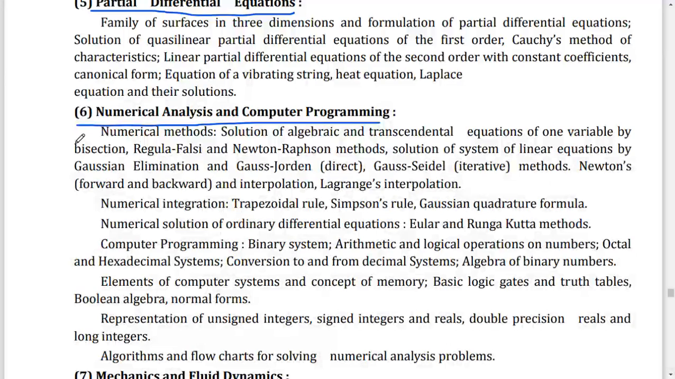Newton's forward and backward interpolations, Lagrange's interpolation. Numerical integration: trapezoidal rule, Simpson's rule, Gaussian quadrature formula. Numerical solution of ordinary differential equations: Euler and Runge-Kutta methods.